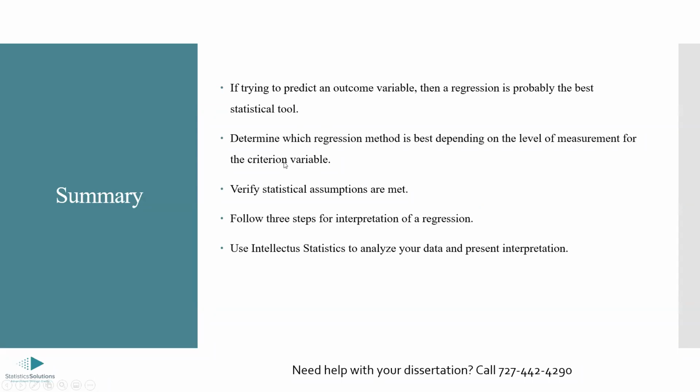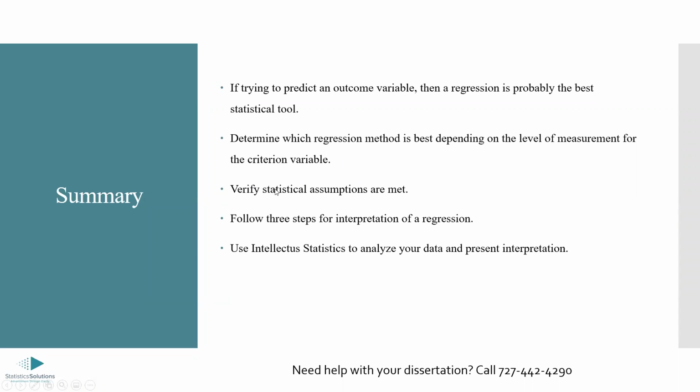So remember, if it's a continuous variable, you use a linear regression. If it's categorical with 2 groups, pass and fail, you use a binary logistic regression. If there are 3 or more groups, then you use a multinomial logistic regression. And if your outcome is ordinal, then you use an ordinal logistic regression.